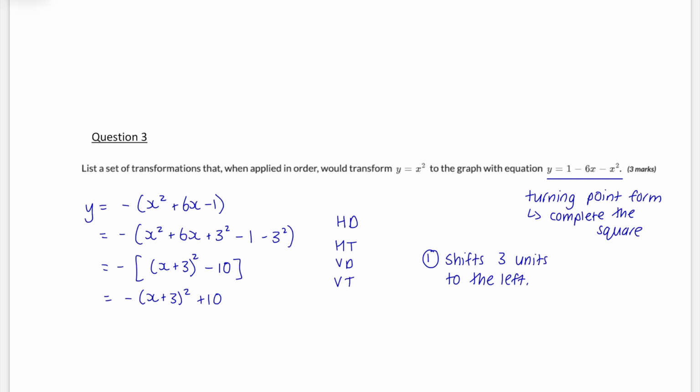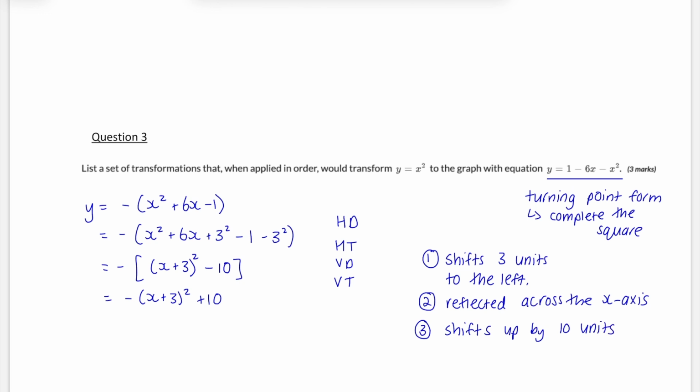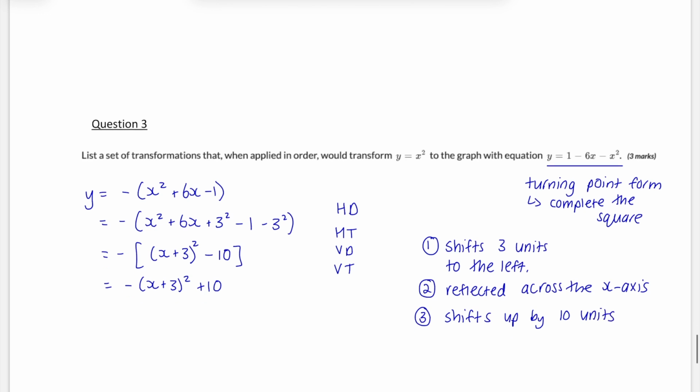The next one I have is a vertical dilation, which is this one here. It's on the outside, so that means my y values are changing. So it's reflected across the x-axis. And lastly, I have my vertical translation, so I'm shifting the graph up by 10. So that's my answer to question 3.